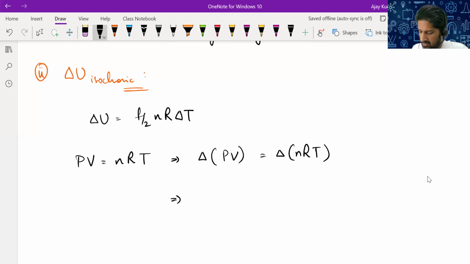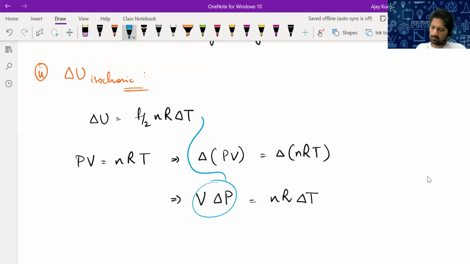So the left hand side becomes V delta P. It's like P final V final minus P initial V initial. V final and V initial are the same. You take it common, you'll be left with V delta P is equal to, right hand side becomes nR delta T. So nR delta T can be replaced with V delta P. You can substitute that here if you want. And the process-specific formula becomes f by 2 multiplied with V multiplied with delta P.